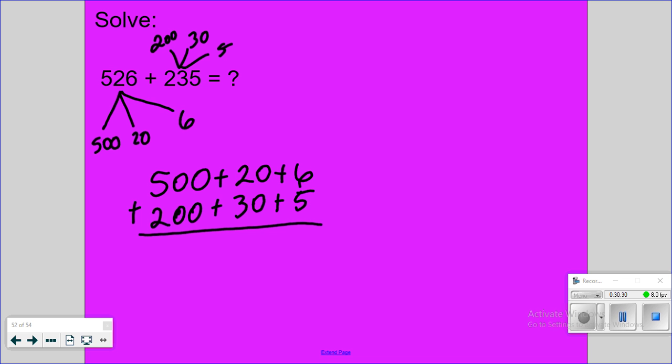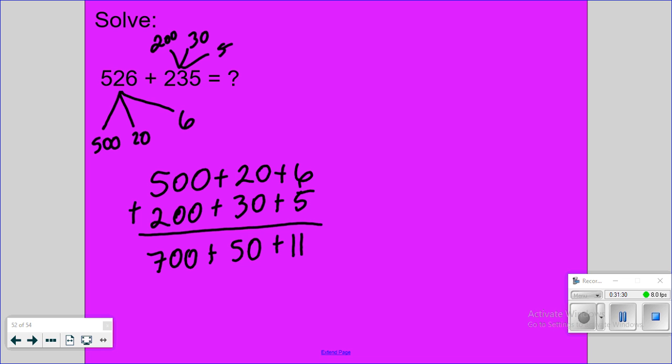Now I need to add 5 ones plus 6 ones. How many ones is 5 ones plus 6 ones? Sean? 11 ones. 20 plus 30, or 2 tens plus 3 tens. What is that going to be worth? Bella? 50. All right, now I have 500 plus 200. Ashley? 700.